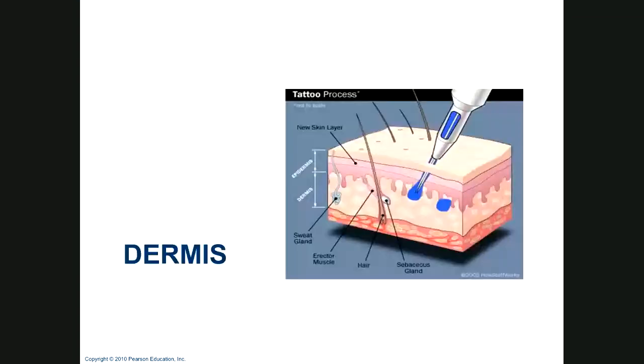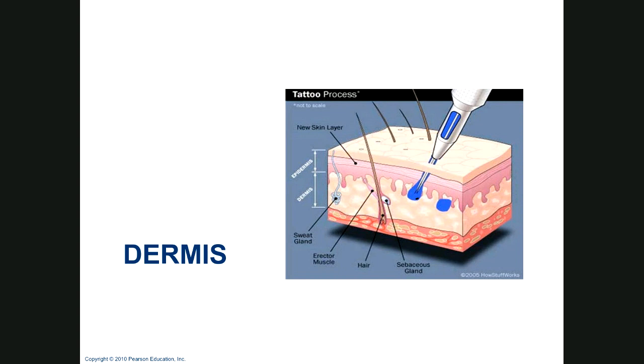We're going to go next to the dermis. Okay, sorry about that. All right, so dermis. The dermis is the second layer of the skin, and when you get a tattoo, that's the layer where the pigment goes, which makes sense because if you were to put it in the epidermis, it will disappear within a matter of a couple of months.